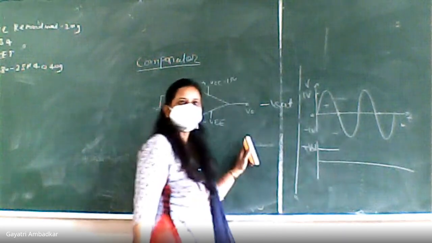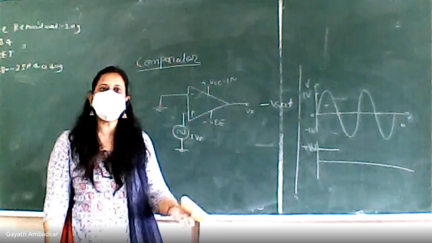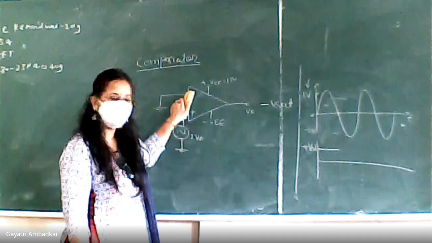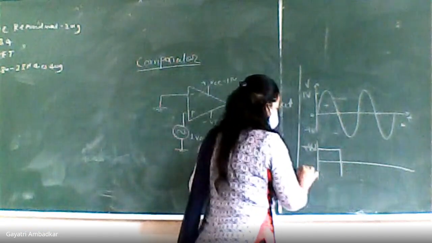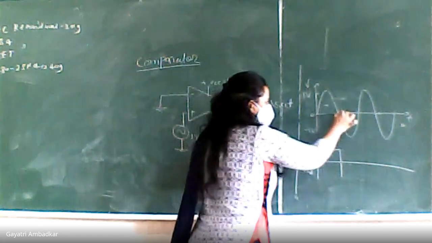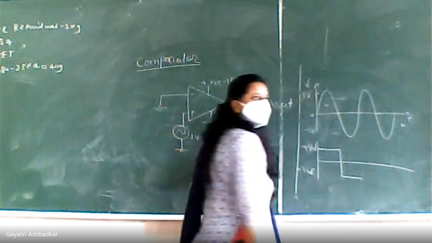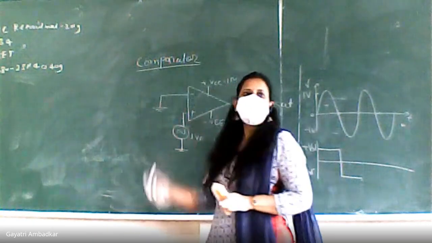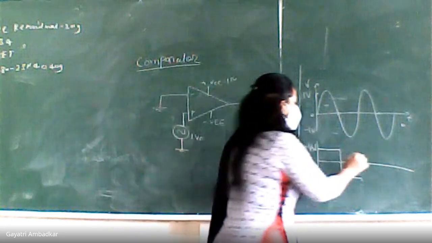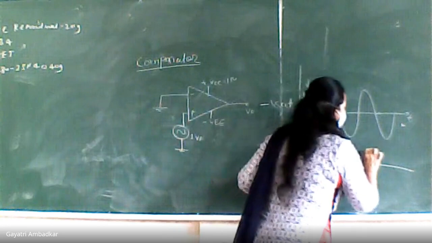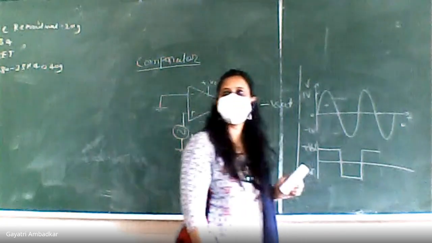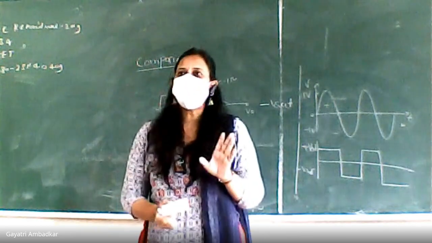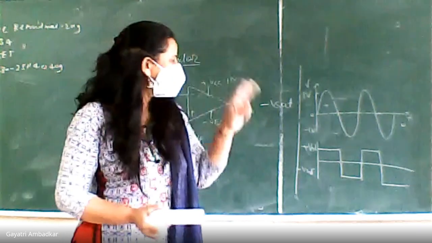What is happening here? It has now dropped in the negative direction. Now this ground level is greater. So here my output will switch to minus Vsat, and during the entire negative half cycle it will be minus Vsat. Now when the positive peak comes, again the voltage at the non-inverting terminal is greater, so the output will switch to plus Vsat and it will be plus Vsat for the entire positive half. Are you getting how the output is changing?